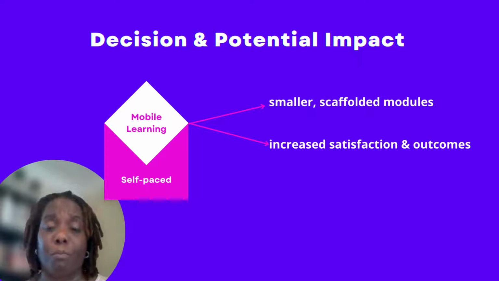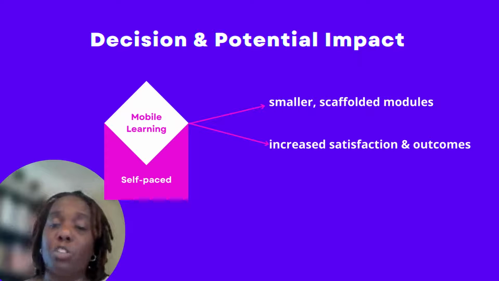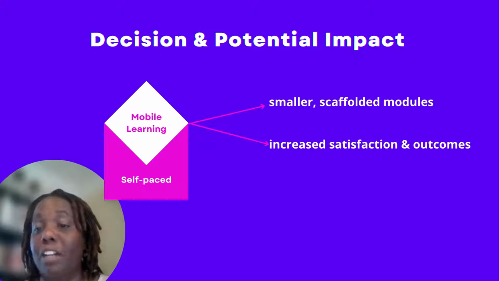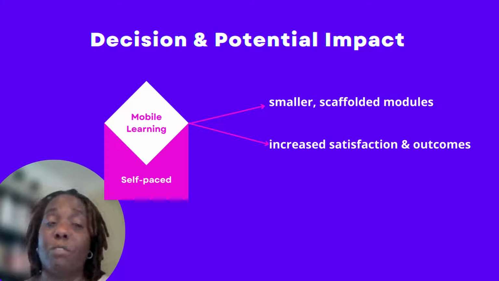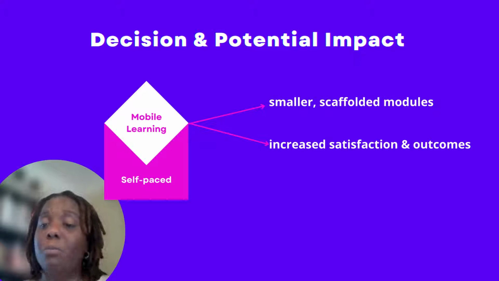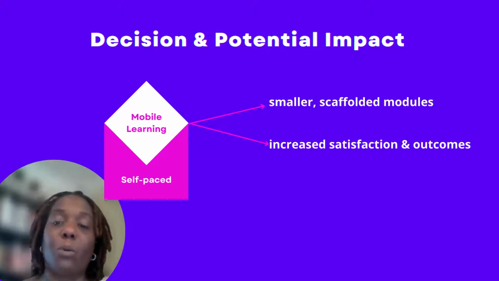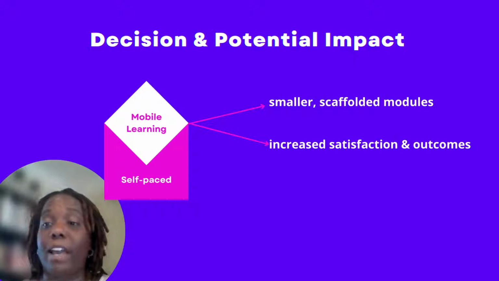For example, because it will be self-paced and mobile, we may want to do smaller, scaffolded modules where the learner can consume new information quicker. Having more modules may take more development time, but it can increase the learner satisfaction and outcomes.